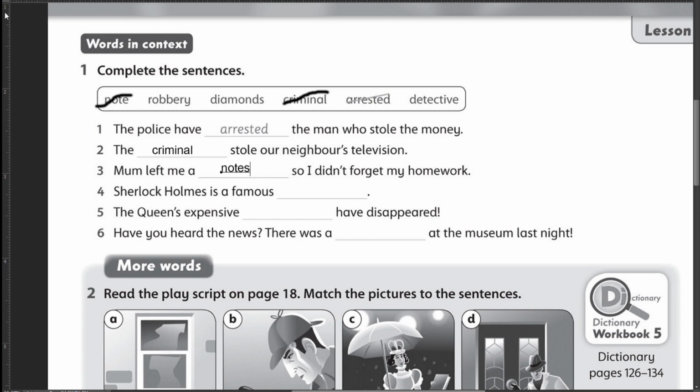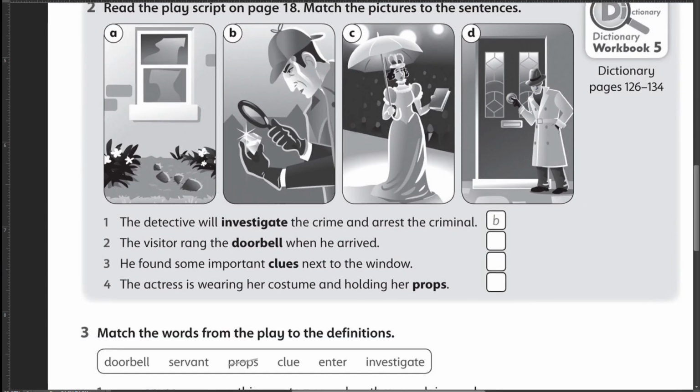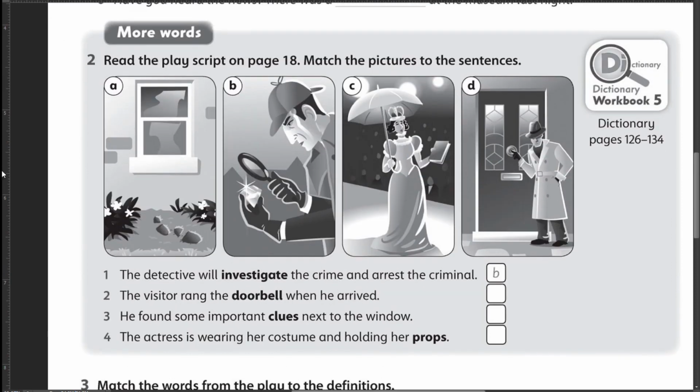Alright, so please do not forget to answer number 4, number 5, and number 6. We have used note, we have used criminal, and we have used arrested. So you are going to use robbery, diamonds, and detective for your answers. And this one, please answer by yourself.